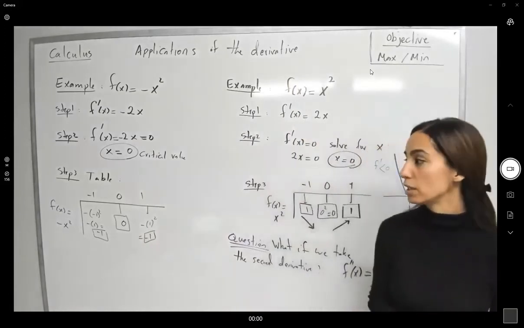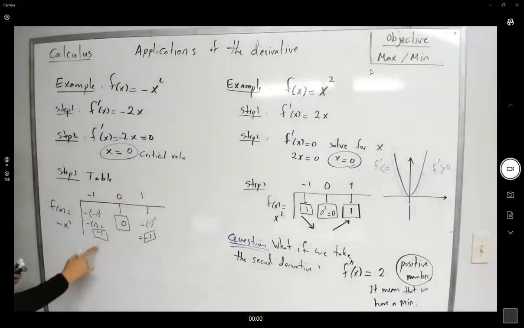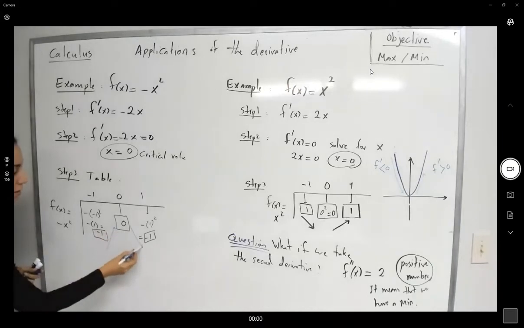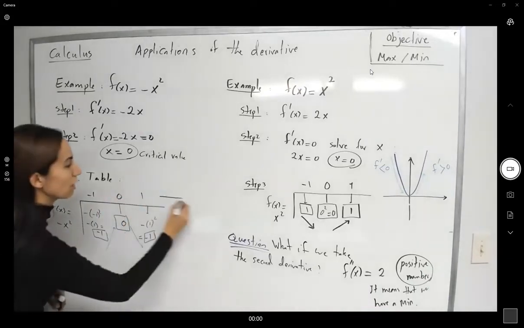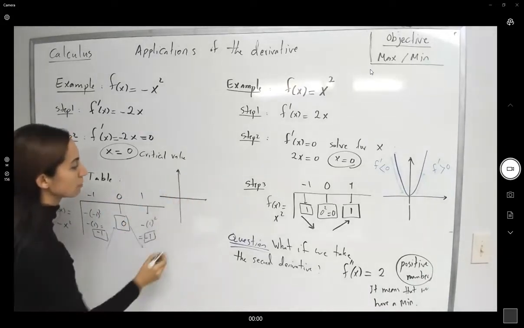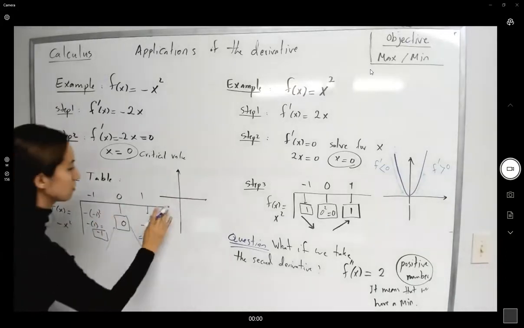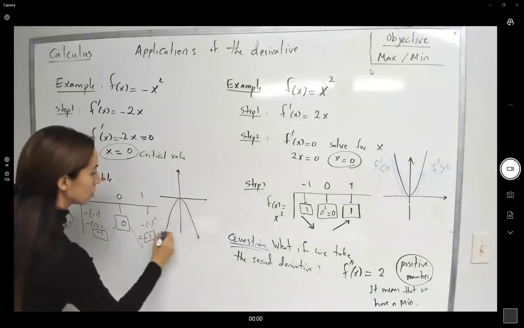What does it tell me? It tells me, hey, my graph starts increasing toward 0, and then it starts decreasing toward 1. What's the graph like? The graph is like this. This is the graph of this quadratic function. This is the parabola that you have.